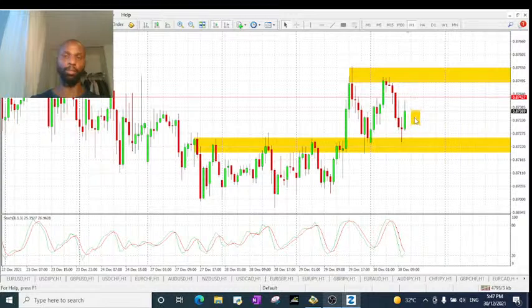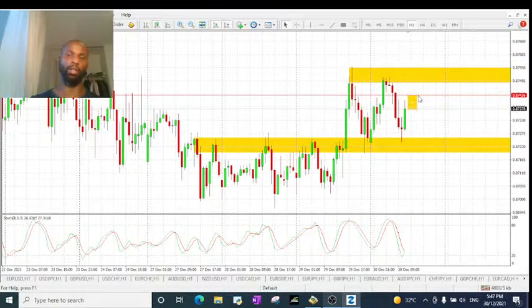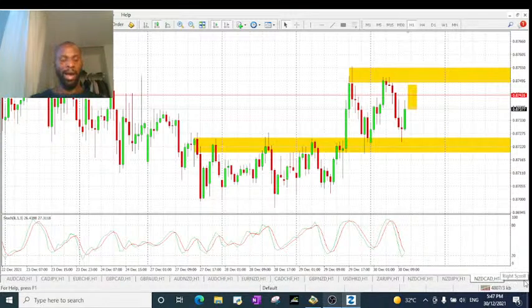You see, this one is setting up the way I planned, the way I imagined. It came down, started losing momentum. Price is starting to push up. If this candle closes green like this, we are taking a trade and taking it all the way up here. So this is the plan. As for the Canadian dollar.